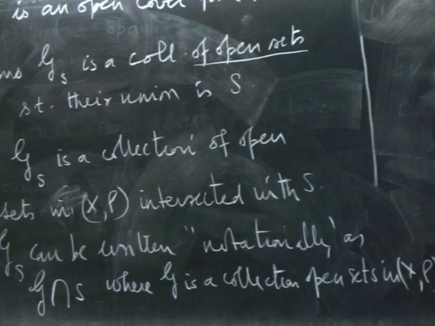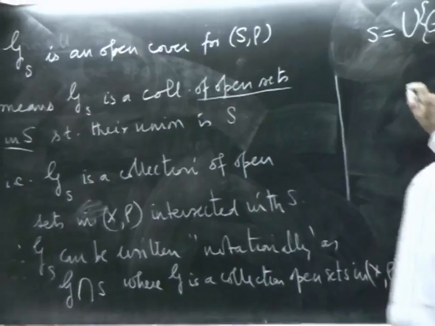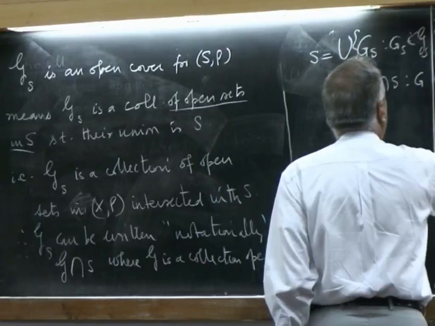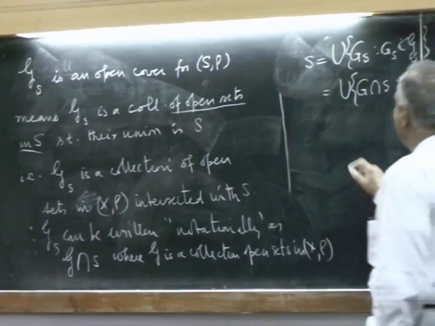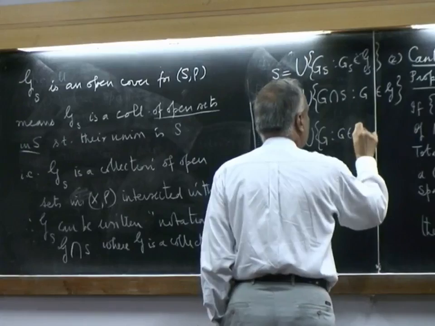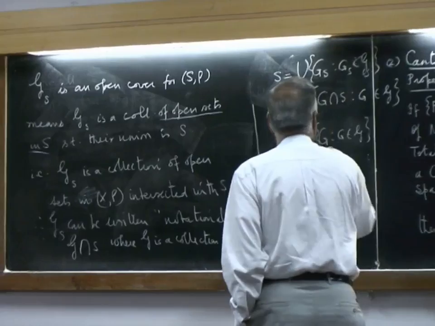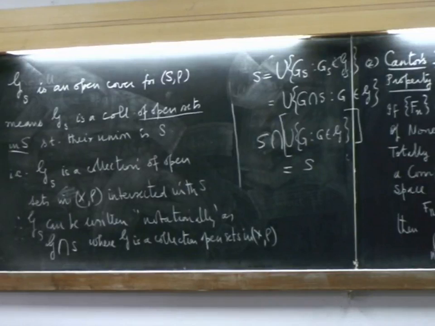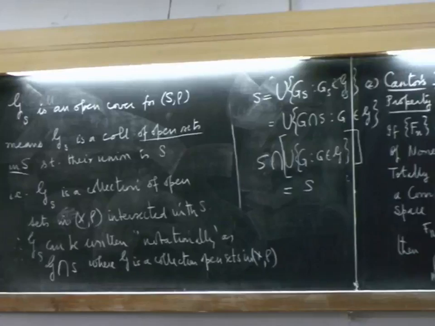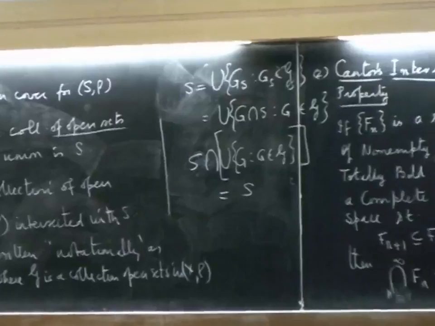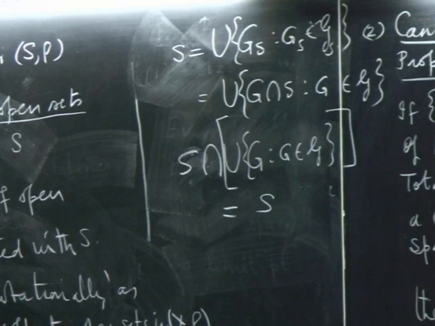Because it is an open cover, all the G_S are of the form G intersection S, where G is some collection of open sets. Or we can say that it is just the union of all the G, G belonging to the collection, and that intersected with S is equal to S. Okay. Now, that means if A intersection B is A, what does that tell about A? If A intersection B is equal to A itself, then everything in A must be in B. Therefore, A is a subset of B, that is S is contained in the union of G.